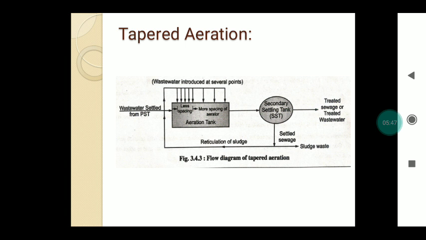This is the actual construction of tapered aeration. The diagram shows that in an aeration tank the aerators are closely spaced at the inlet of the tank and far away from each other at the outlet of the tank. It avoids excess aeration. This is tapered aeration.